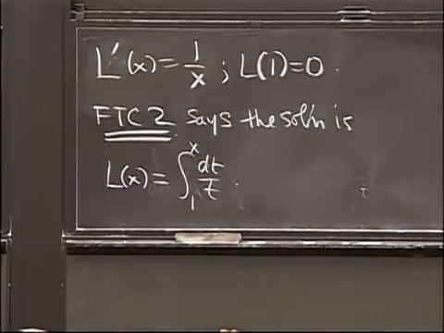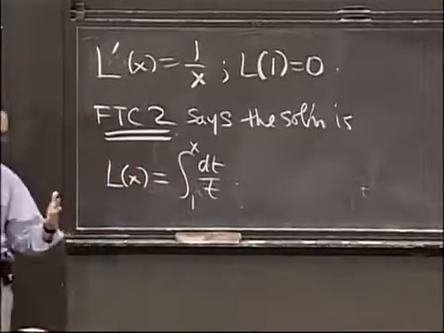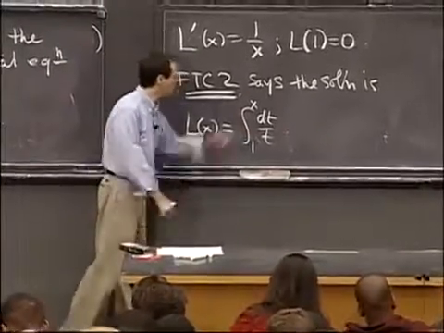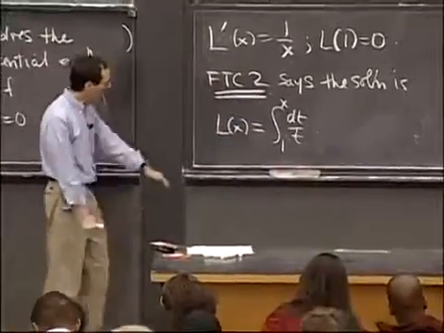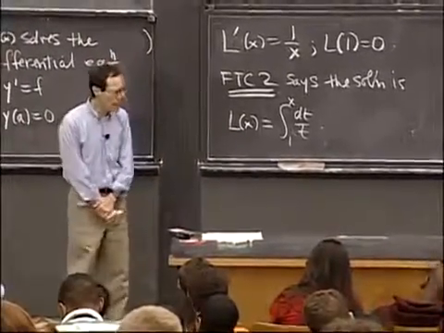So that's the solution to the problem. And now the thing that's interesting here is that we started from a polynomial, or a ratio of polynomials, that is 1 over t or 1 over x. And we get to a function which is actually what's known as a transcendental function. It's not an algebraic function.